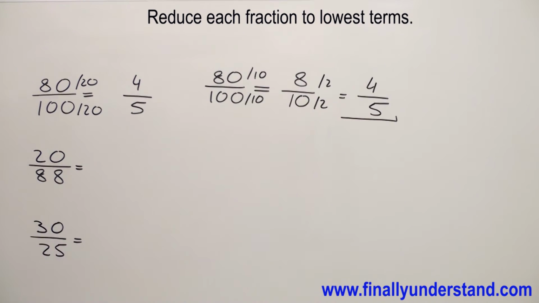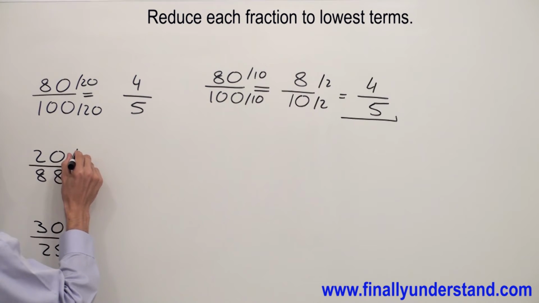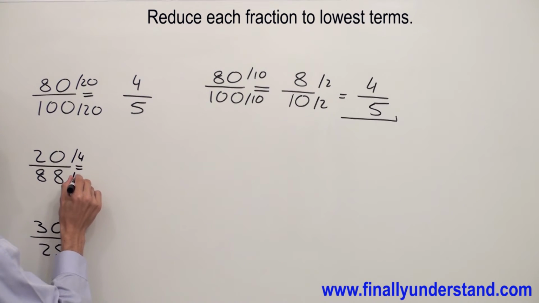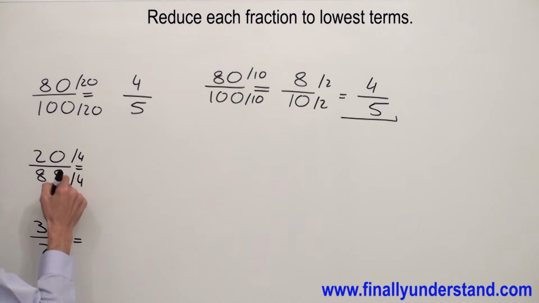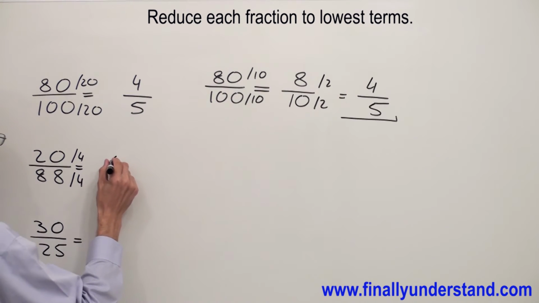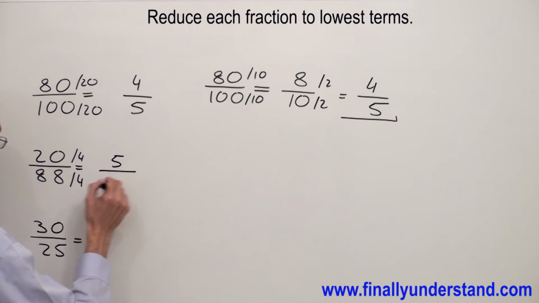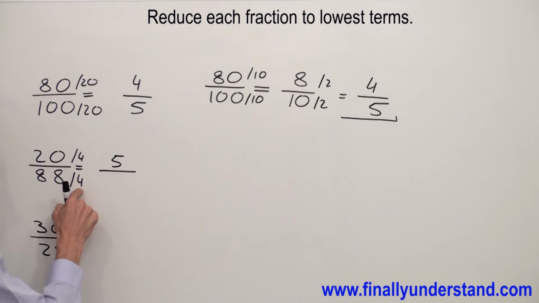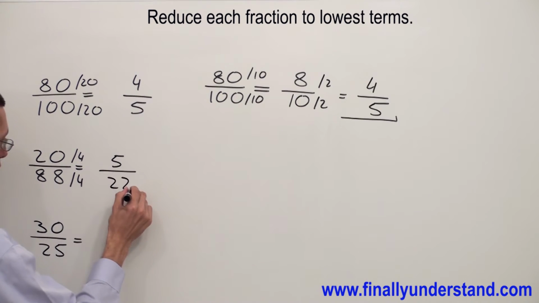Now let's take a look at another example. 20 and 88 are divisible by 4. 20 divided by 4 is equal to 5. 88 divided by 4 is 22.